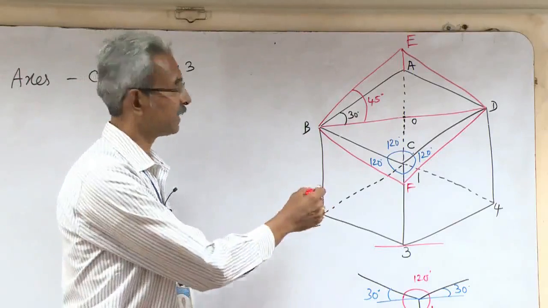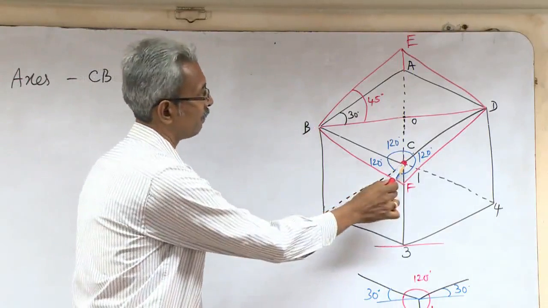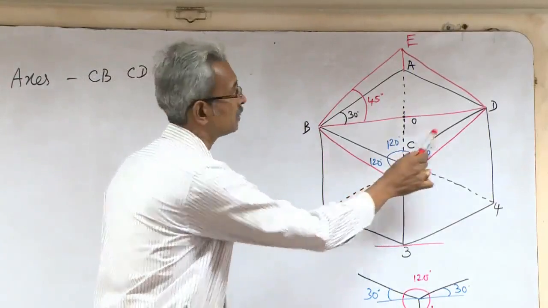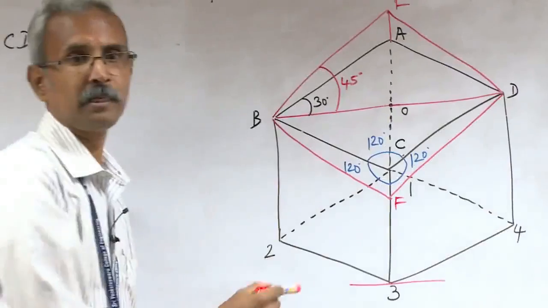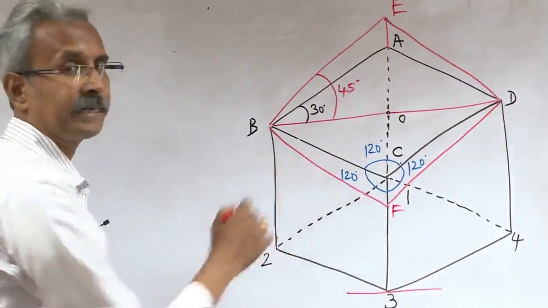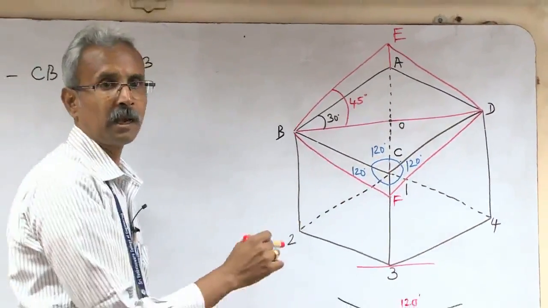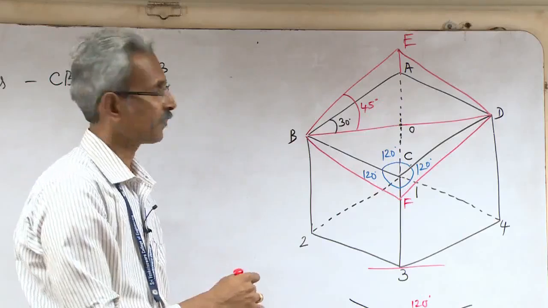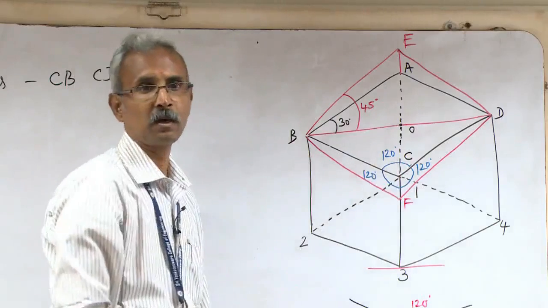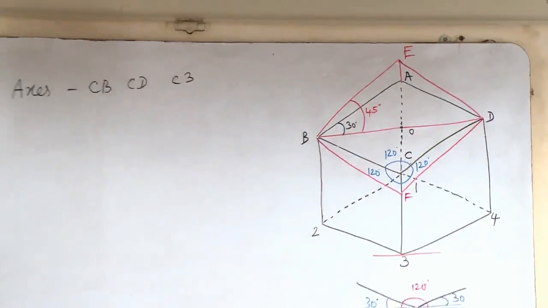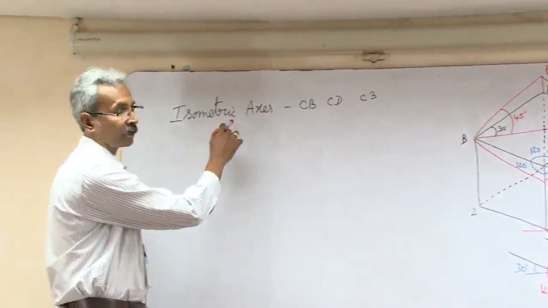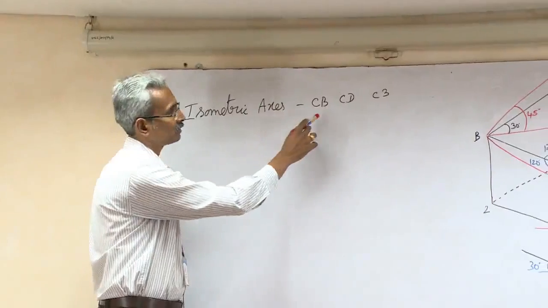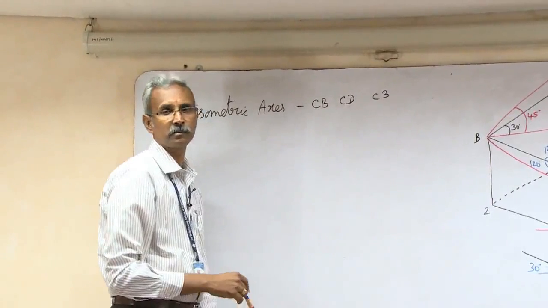Now you observe this diagram. We have CB, CD and C3, three connecting lines which are joining at C, and these three lines are 120 degrees each. These three lines are called isometric axes: CB, CD and C3.